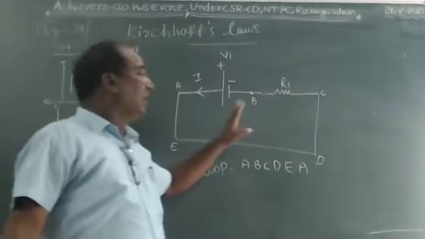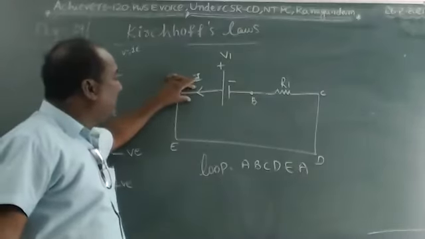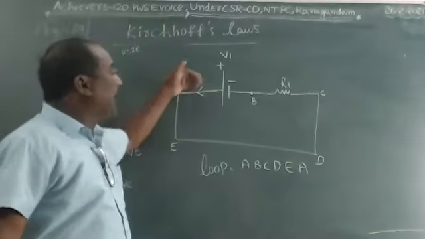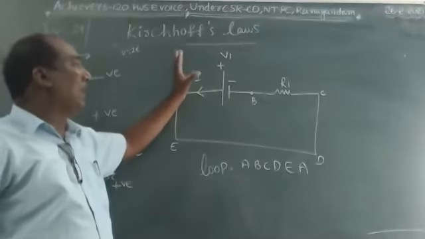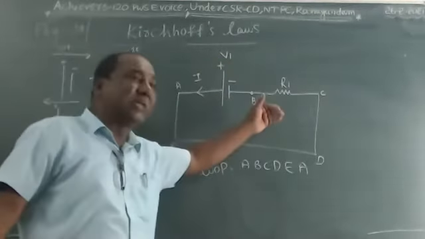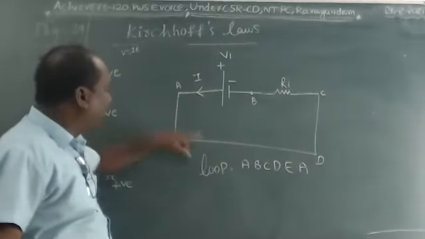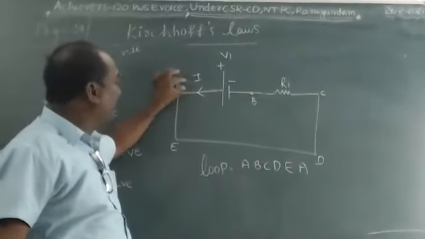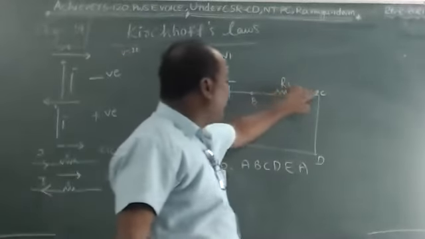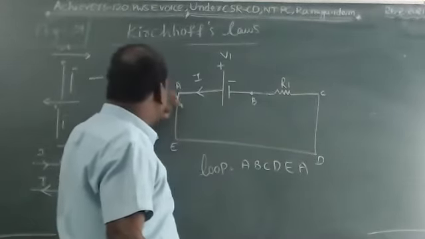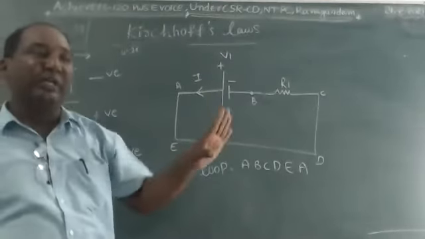I already told you, the algebraic sum of potential difference increases or decreases in a closed loop circuit must be zero. It means the potential differences move from point A, across the current and across the resistor, and finally reach A. So finally the potential difference must be zero.